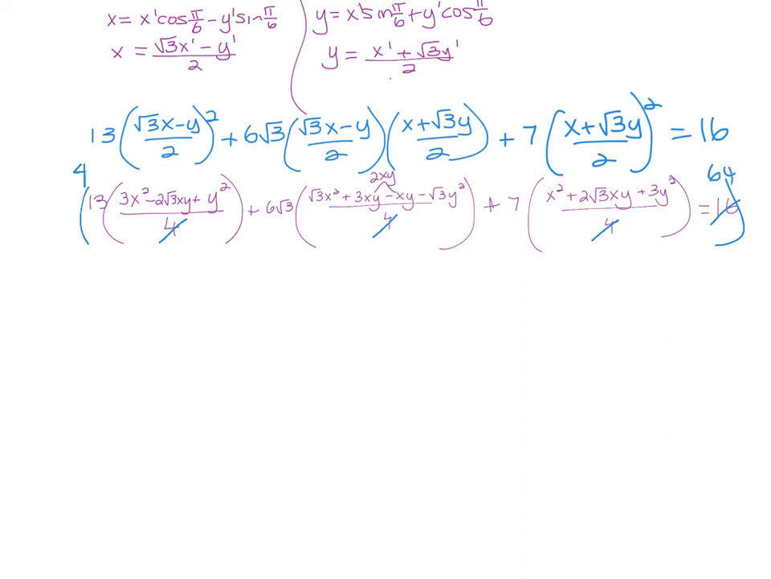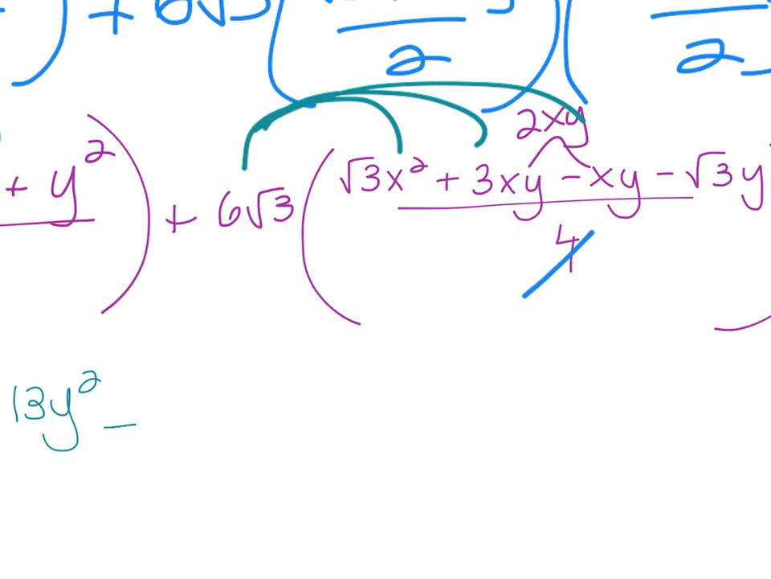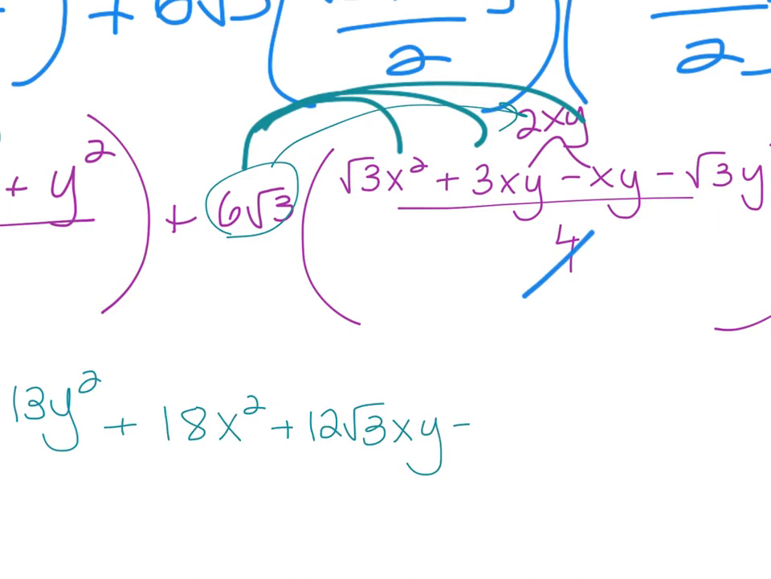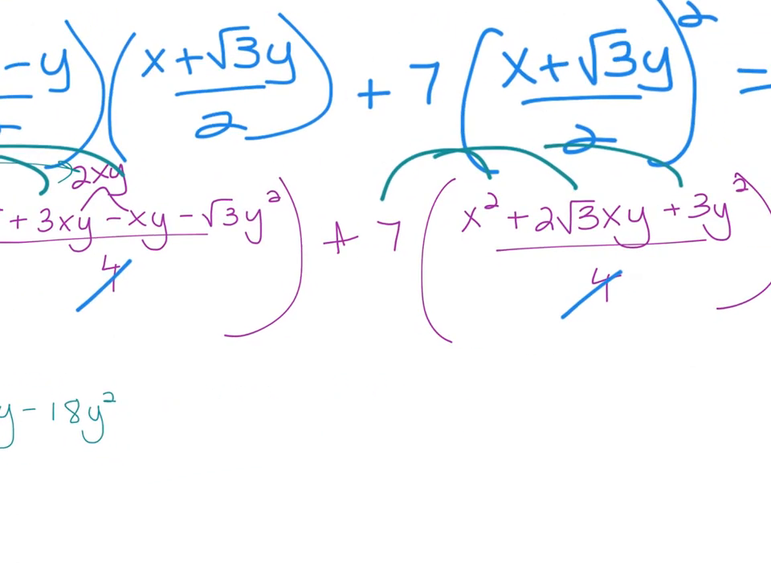Now I'm going to distribute the first term onto each of the ones remaining. So this 13 times 3 is 39x squared minus 26 root 3xy plus 13y squared. Distribute the 6 root 3. So 6 root 3 times root 3 would be 6 times 3 or 18x squared plus, sorry, not 18 because I simplified, the 6 gets multiplied times the 2. So 12 root 3xy minus 6 root 3 times, this is the last term, root 3, which is 18y squared. And then the last one, which is distributing the 7. So plus 7x squared plus 14 root 3xy plus 21y squared equals 64.